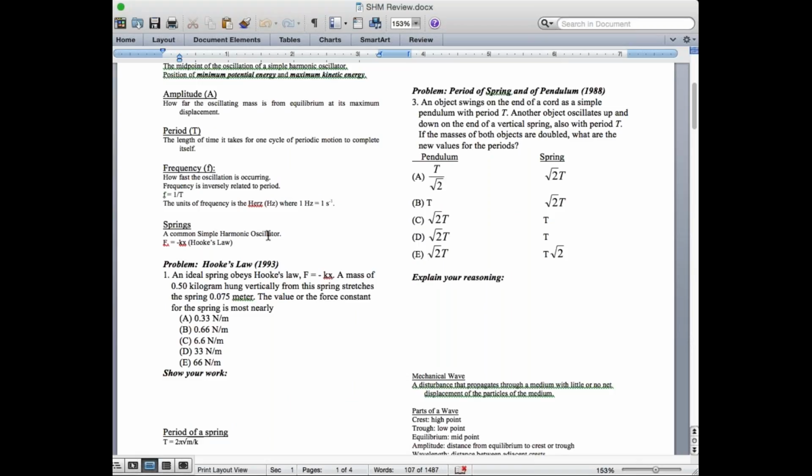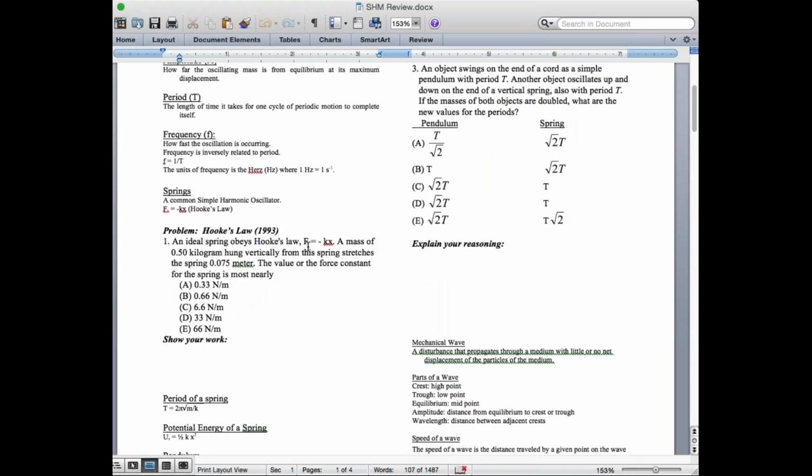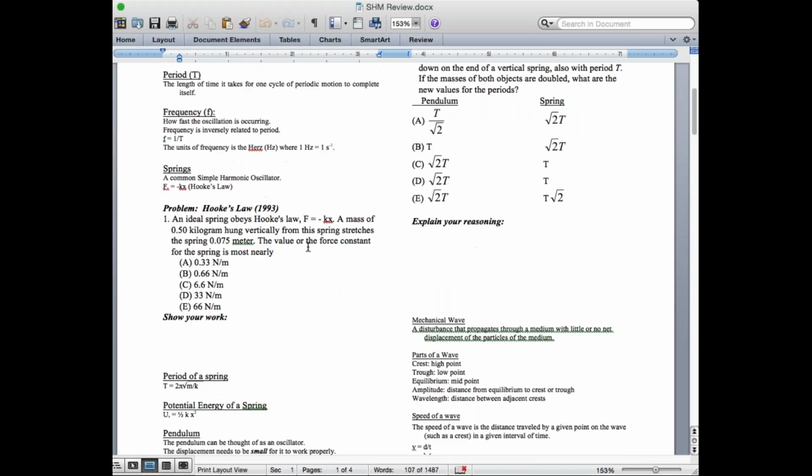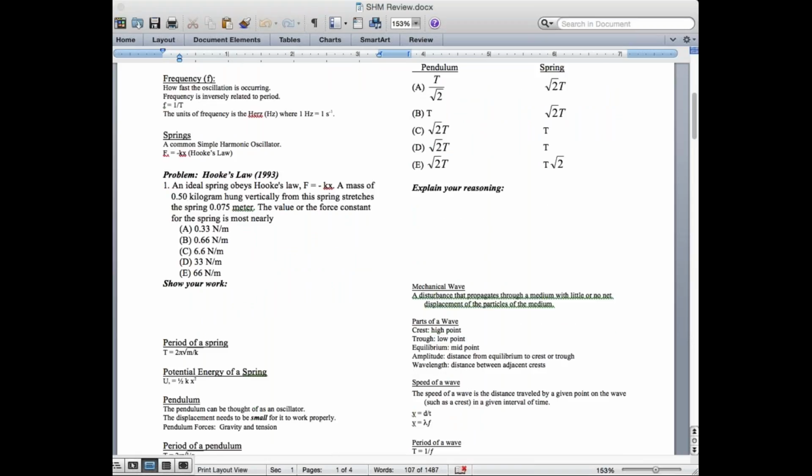In dealing with spring stuff, Hooke's law follows. Okay, the first question deals with Hooke's law, old ideas that help us out. It says an ideal spring obeys Hooke's law, F equals negative kx. That just means the restoring force is proportional to the distance from equilibrium. A mass of 0.5 kilograms hung vertically from the spring stretches the spring 0.075 meters. We're asked to find the value of the force constant of the spring, k, which is what we're looking for ultimately.